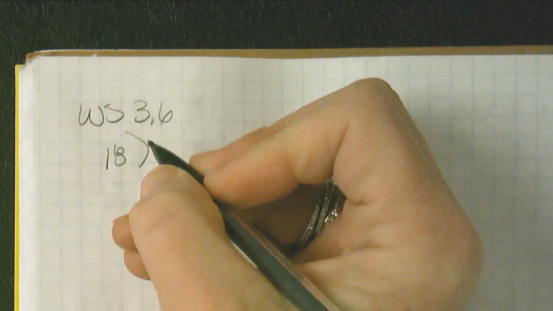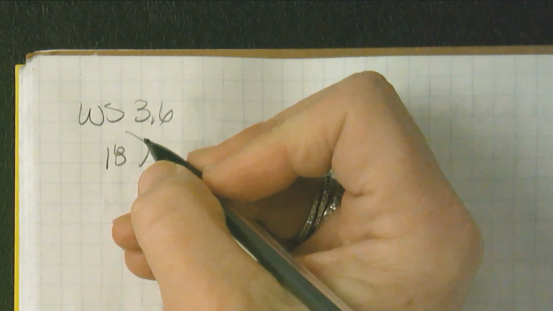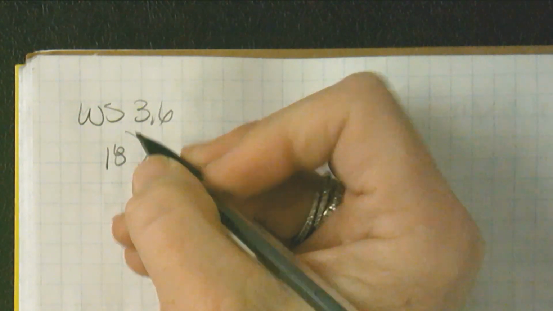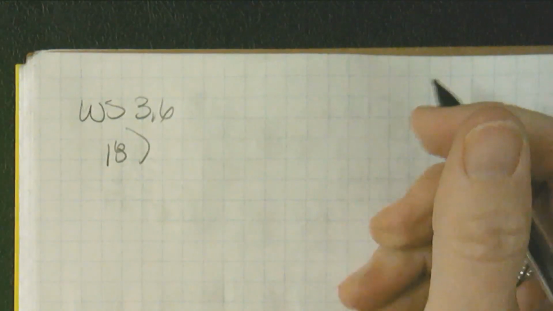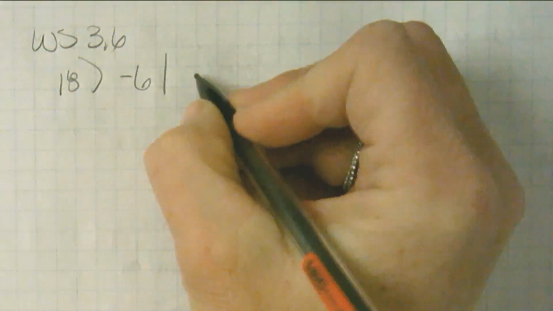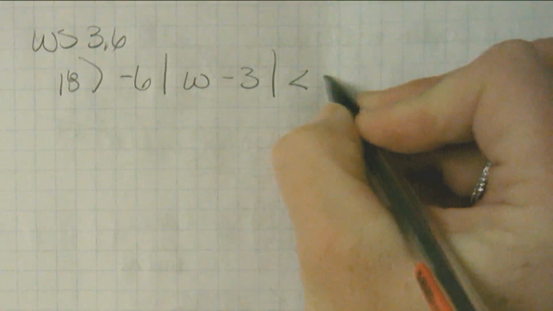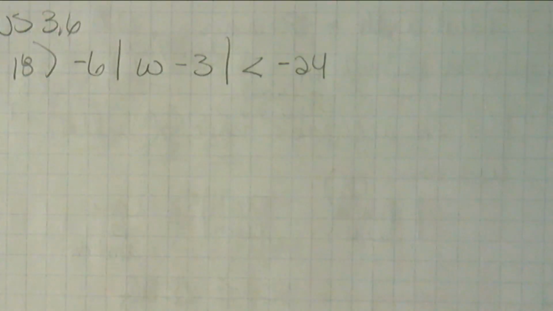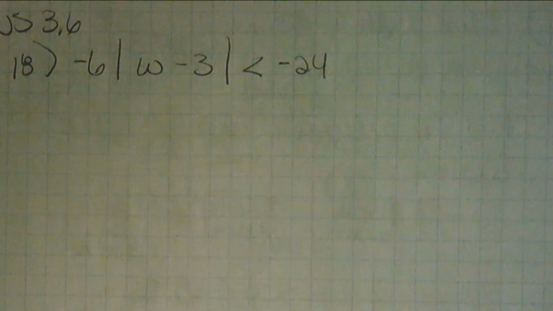All right, you said 18, right? 3.6 or 3.5? 3.6. Oh, only the other one. My other class has 2. All right, so 3.6, number 18. I have negative 6 times the absolute value of W minus 3 is less than negative 24. We do not determine if we have an and or an or here. Why?